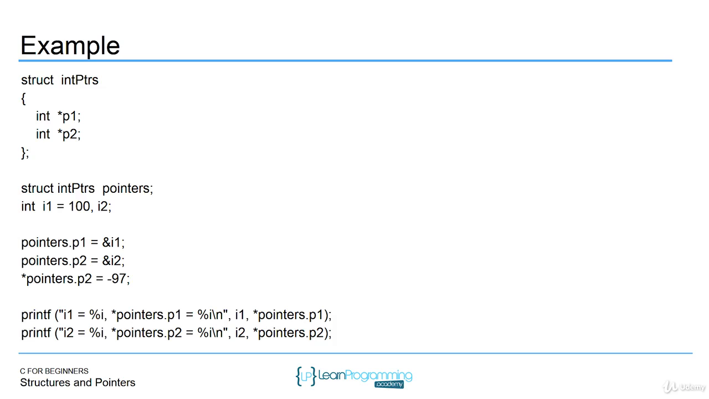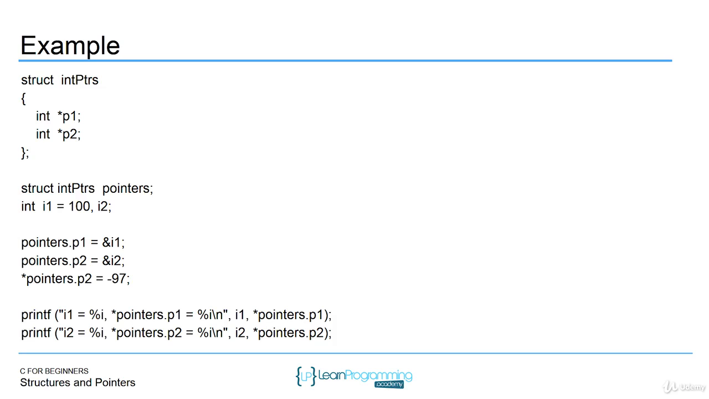Why do we have to dereference it there? Because pointers.p2 is what we're referencing. Pointers.p2 is a pointer. We're not accessing an element of a struct there. We're dereferencing all of pointers.p2. And we're going to assign the value of whatever that's pointing to negative 97. So notice the difference there.